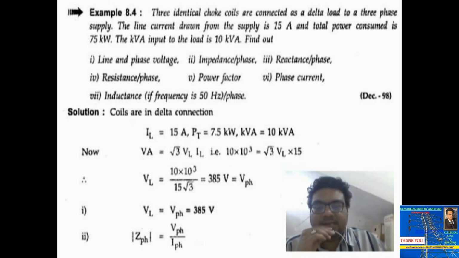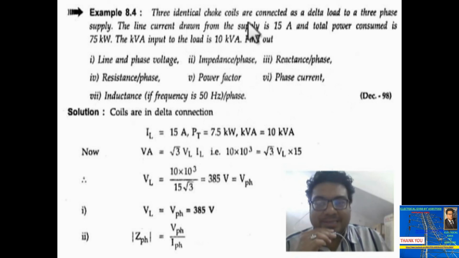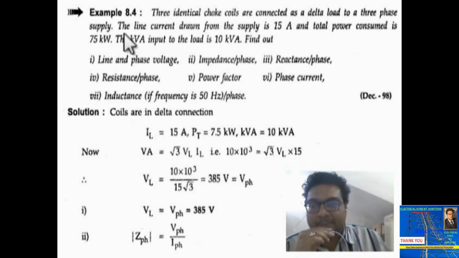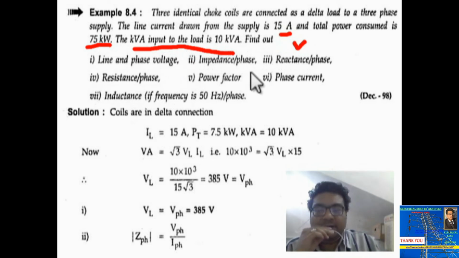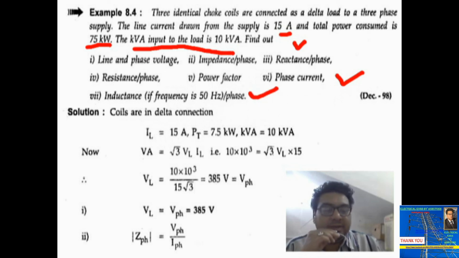So guys, this is another numerical of a delta circuit. Let's read the question. Three identical choke coils are connected as a delta load to a 3-phase supply. The line current drawn from the supply is 15 ampere. The total power consumed is 7.5 kilowatt and the kVA input to the load is 10 kVA. Find the line and phase voltage, impedance per phase, reactance per phase, resistance per phase, power factor, phase current, inductance and frequency. So guys, this is a very important problem.